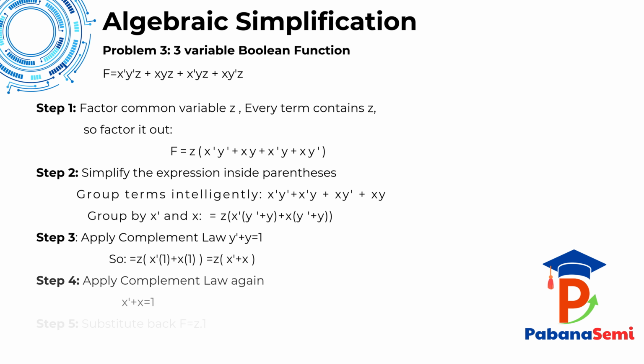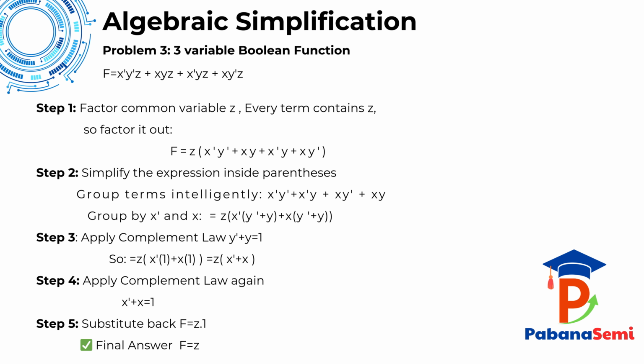Let's simplify the three-variable Boolean expression, f equals x bar y bar z plus xyz plus x bar yz plus xy bar z. Step 1. Identify the common variable. First, observe that every term contains the variable z. So, we factor z out of the expression. This gives us f equals z times x bar y bar plus xy plus x bar y plus xy bar. Step 2. Group terms inside the bracket. Now, let's simplify the expression inside the parentheses.